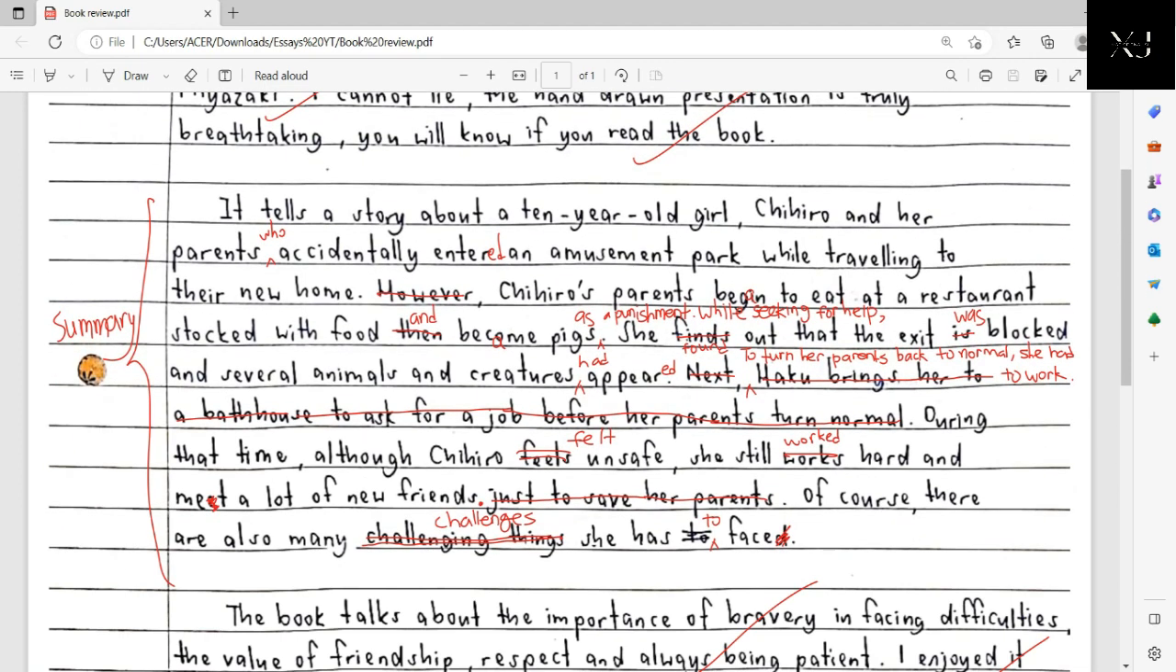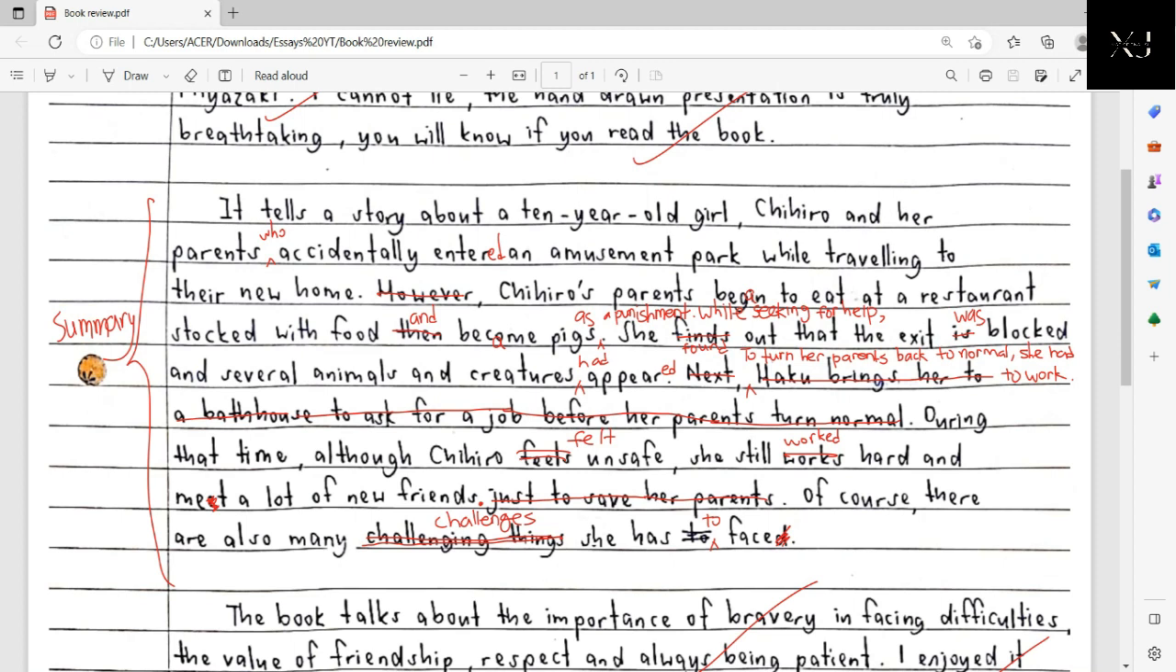It tells the story about a 10-year-old girl, Chinchiro, and her parents who accidentally entered an amusement park while traveling to their new home. Chinchiro's parents began to eat at a restaurant stocked with food and became pigs as a punishment. While seeking for help, she found out that the exit was blocked and several animals and creatures had appeared. To turn her parents back to normal, she had to work. During that time, although Chinchiro felt unsafe, she still worked hard and met a lot of new friends. Of course, there are also many challenges she has to face.